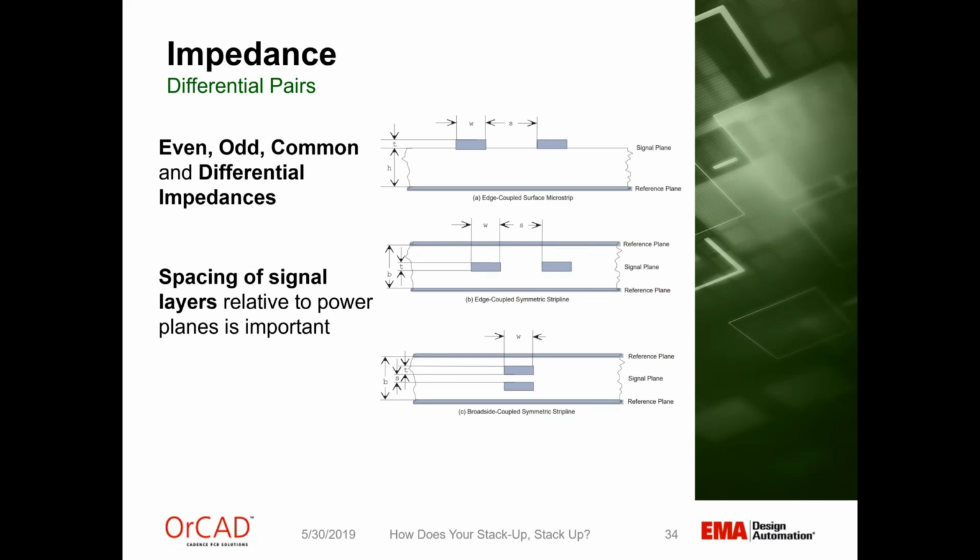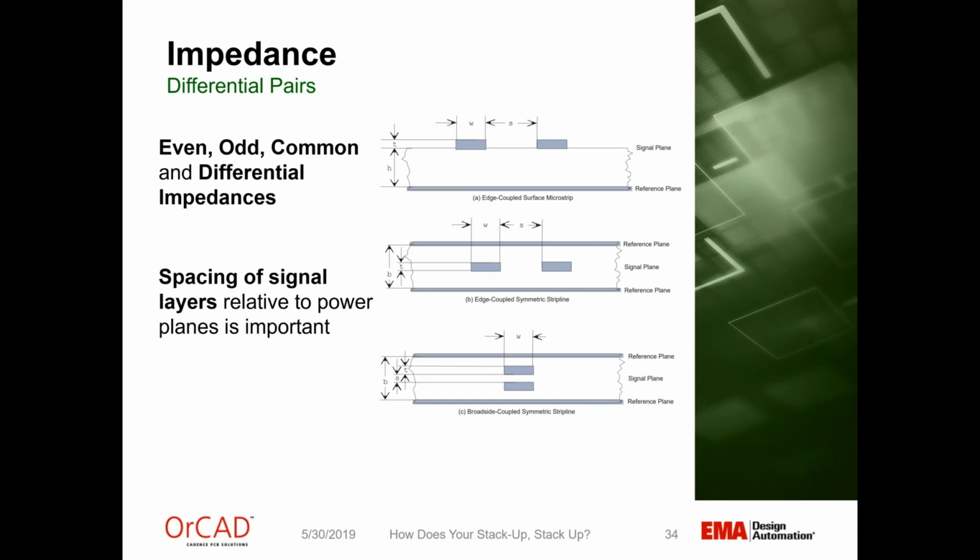Differential pairs are another thing where impedance really is important. You want to make sure you maintain some impedance that you would like to meet. And again, it's going to take into account the dielectric material, the width and the thickness, and now the spacing as well. So the spacing now comes into play, the distance between those two traces.